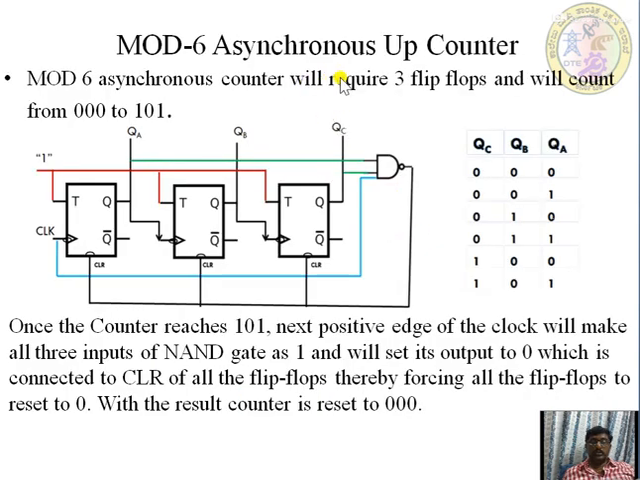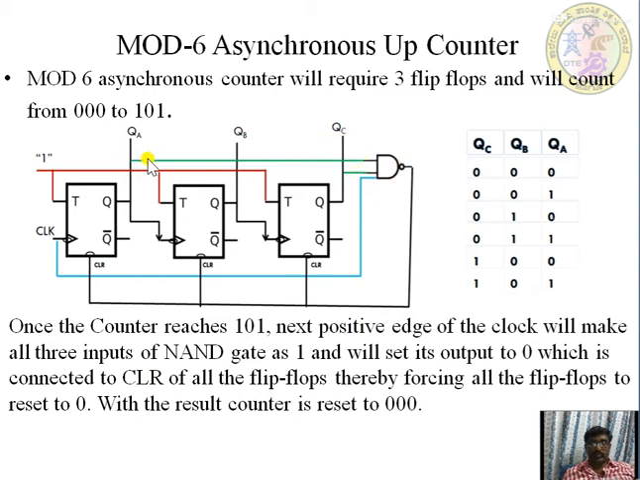Next, mod 6 asynchronous up counter. A mod 6 counter will require 3 flip-flops and counts from 000 to 101. Here the T flip-flop has been given, and the output of Q has been connected, so 000, 001, 010 and so on. As soon as it reaches 101, the output is connected with the clear. Once the counter reaches 101, the next positive edge of the clock will make all the inputs of the NAND gate 1. See here, 1 0 1.